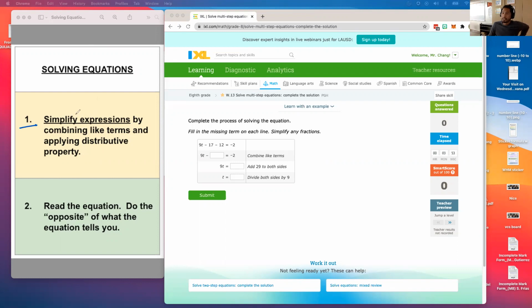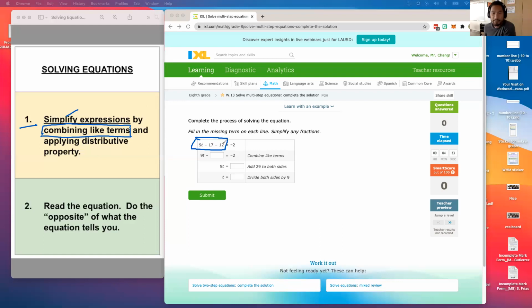So when I say simplify expressions, I mean simplify, reduce, make easier to understand each side of an equation, right? So in the first problem, 9t minus 17 minus 12 equals -2. The first thing you want to do is simplify the expression, and the expression is half of an equation, by combining like terms right here. Combining like terms.